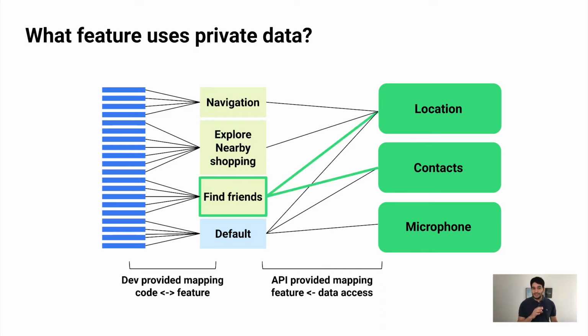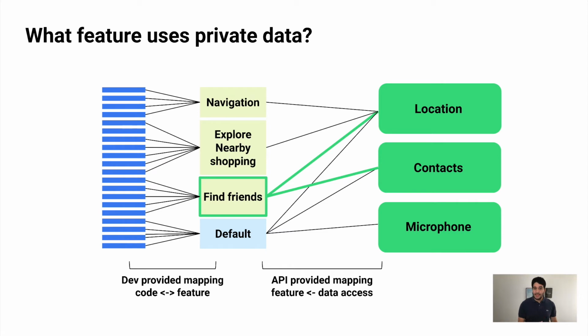Each of the features uses a subset of private data. So maybe find friends, in this case, is accessing the location and the contacts. Having features as a higher level concept compared to just an area of code makes it easier to find what features have accidental data accesses if you are not aware of that. Further, this will make it easier to explain to the user what private data is used for.